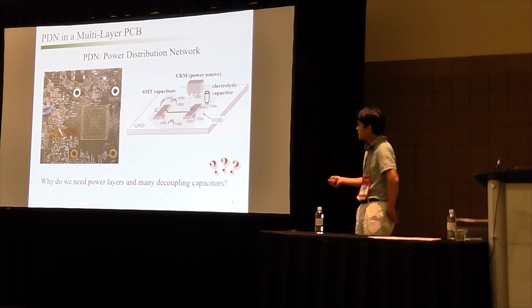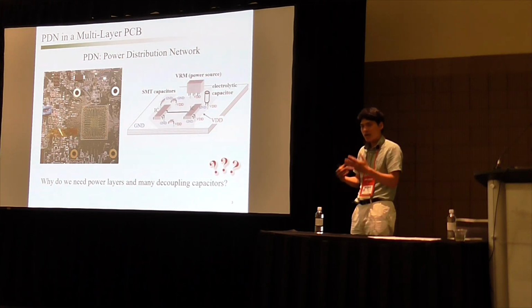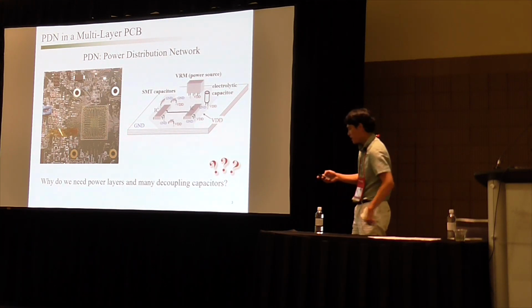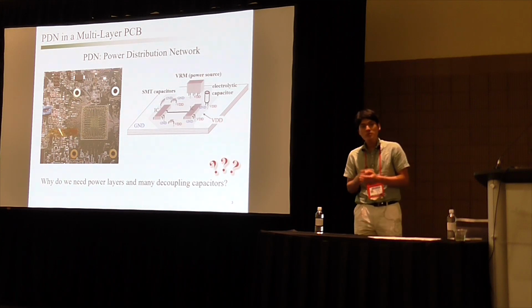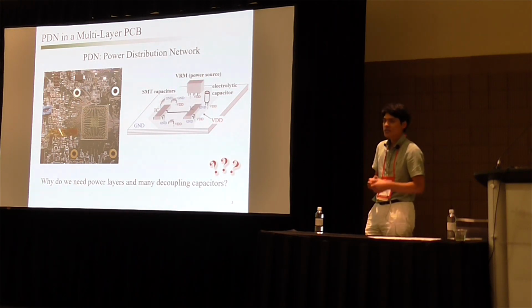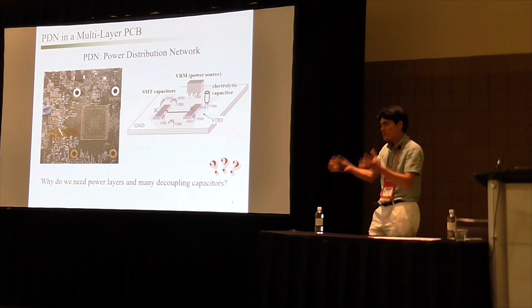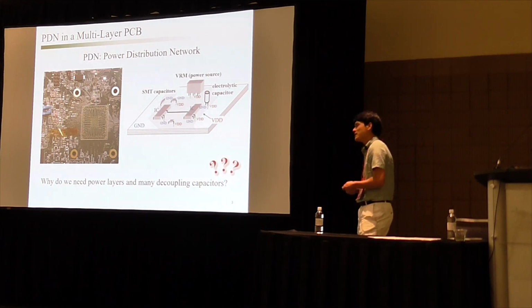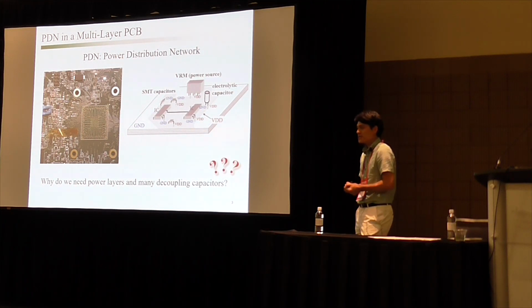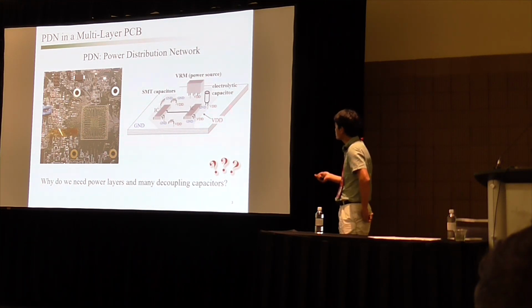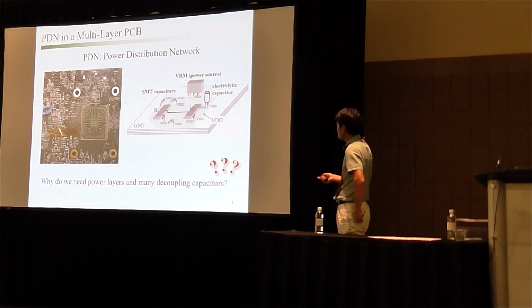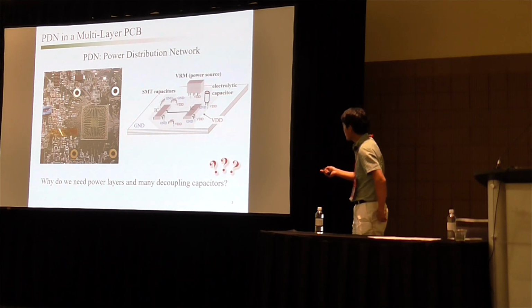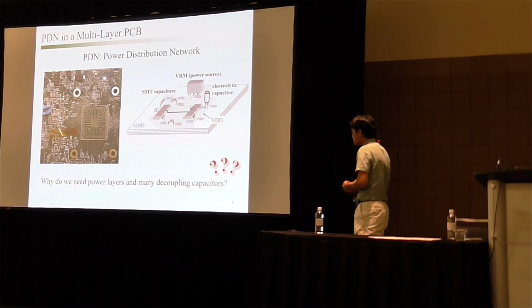As you can see here, this is a picture of a high-speed PCB board design, and there are a lot of components. Surprisingly, most of the components are actually capacitors, right? Of course, there is a CPU or PMIC, but most of these components are capacitors. In the illustration, we have power layers inside this PCB, many decoupling capacitors on the top or bottom, and the voltage regulator module.